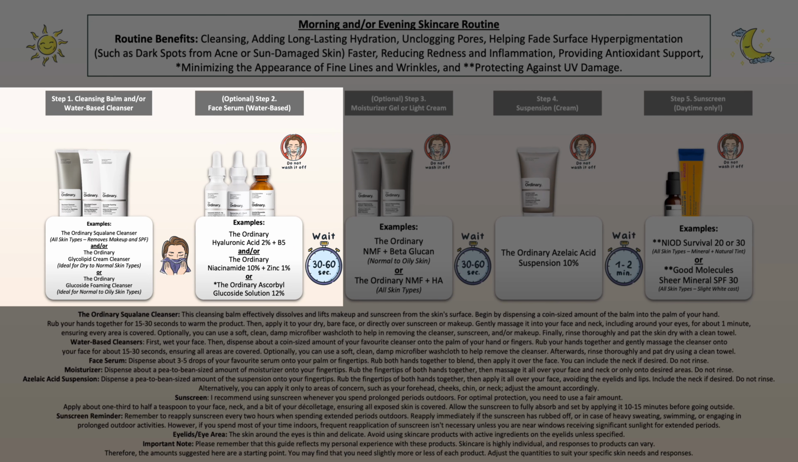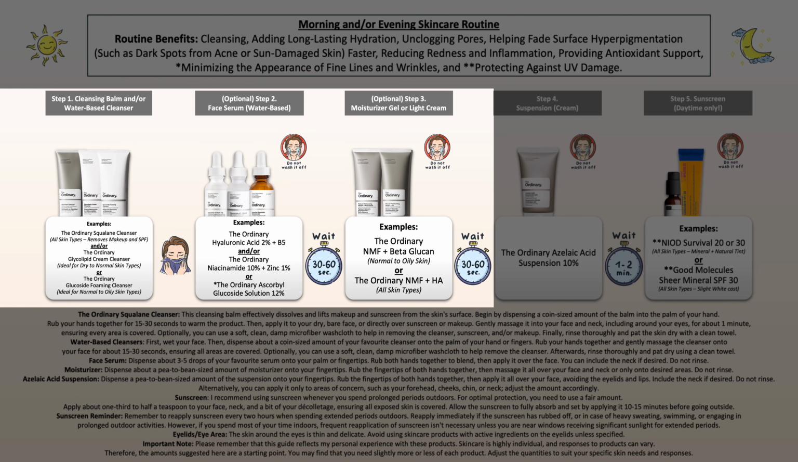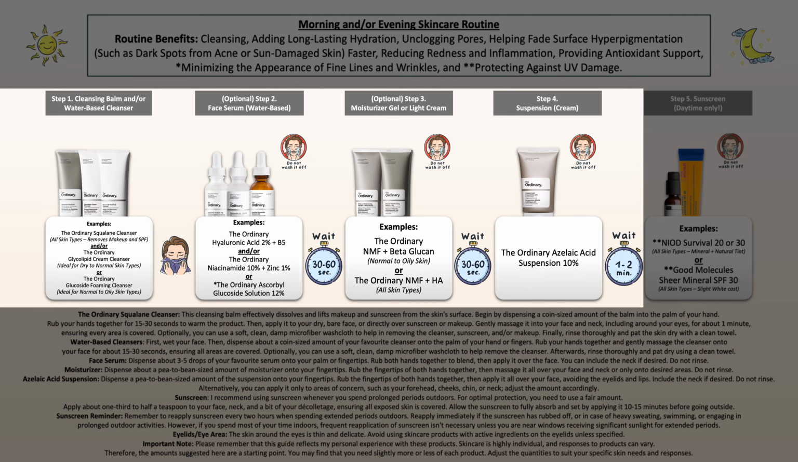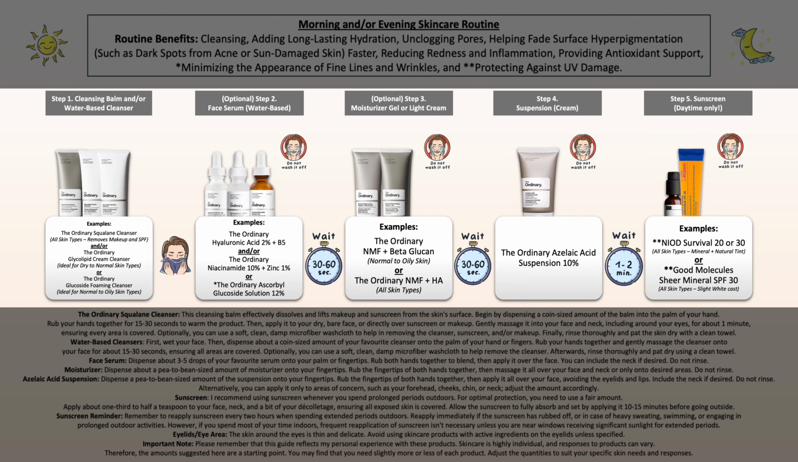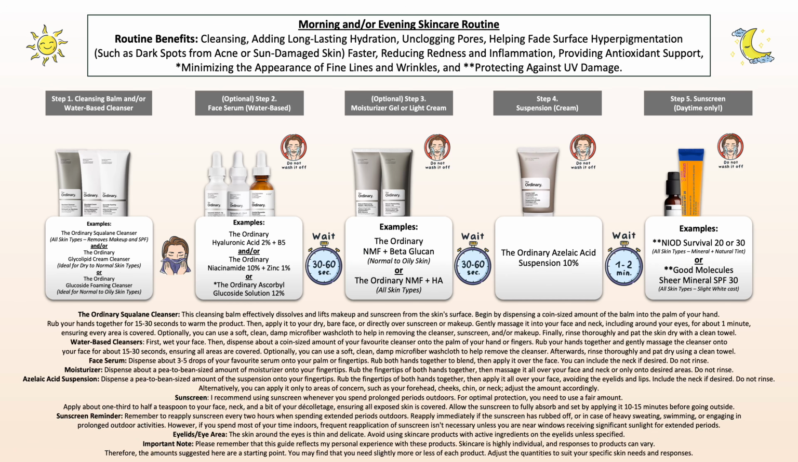Next, apply a water-based serum. I recommend hyaluronic acid plus B5 for hydration and barrier repair, niacinamide with zinc to further target blemishes and reduce oiliness, or ascorbyl glucoside, a vitamin C derivative that helps fade dark spots and adds antioxidants to the skin. After that, you can include one of The Ordinary moisturizers, either the one with beta-glucan or the other one with hyaluronic acid. Give it a minute to absorb, and then it's time for the azelaic acid suspension. Apply it, and then give it a couple of minutes to absorb, and then if you're heading outdoors, layer your sunscreen as the last step. Otherwise, the azelaic acid suspension can be the last step.